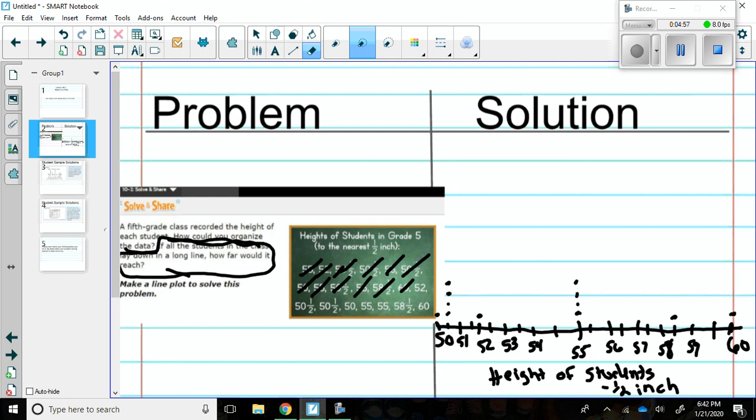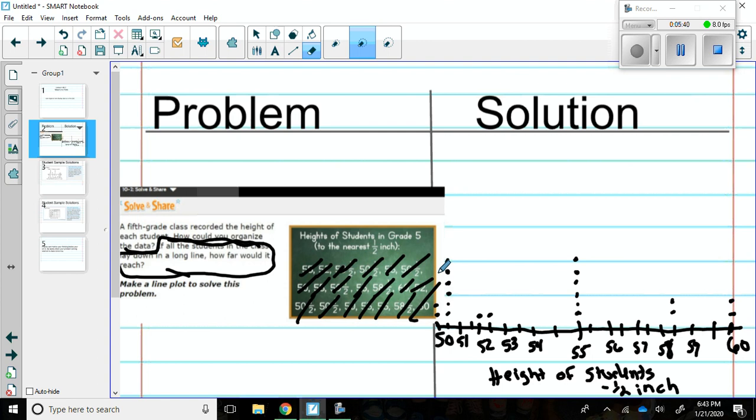52, 50 and a half, another 50 and a half, 50, 55, 55, 58 and a half. Uh-oh, why did it do that? I'll put that there's my 50 and a half. And then a 60. Okay, so here is my line plot. I'm going to mark up 60. Now, I plotted it out. I've organized my data of every student and their height.